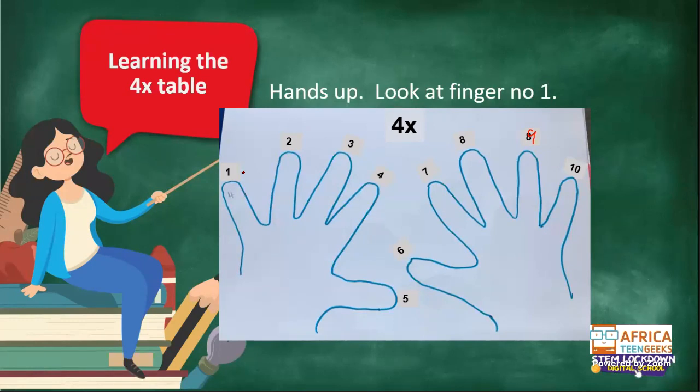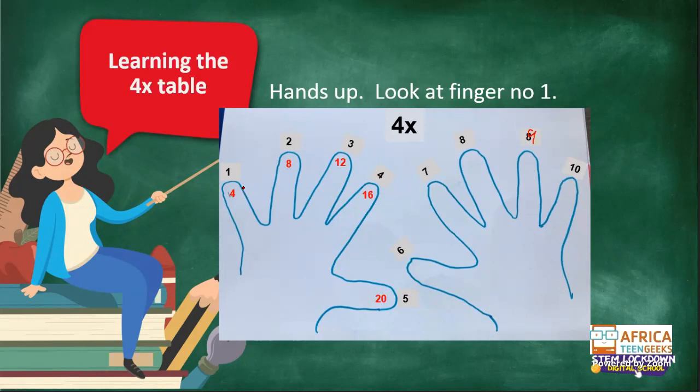So we're going to say 1 times 4 equals 4. 2 times 4 equals 8 because it's plus 4. If we take 8, when we plus 4, it's 3 times 4, it's 12. 4 times 4 equals 16. And 5 times 4 equals 20.